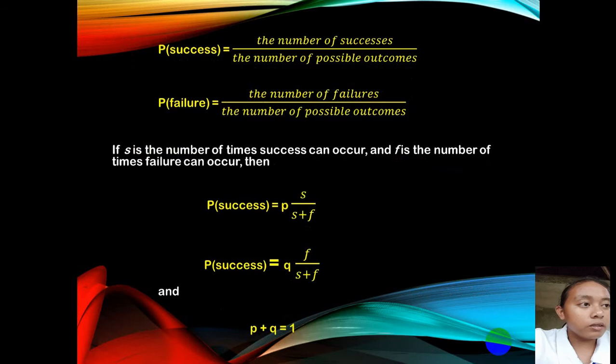P(success) is equal to the number of successes over the number of possible outcomes. P(failure) equals the number of failures over the number of possible outcomes. S is the number of times success can occur and F is the number of times failure can occur. Then P(success) equals p = S over S plus F, and P(failure) equals q = F over S plus F, and p plus q equals 1. That is the formula in probability theory.